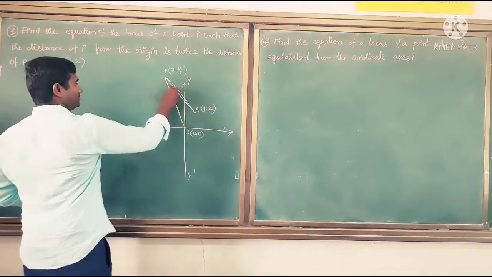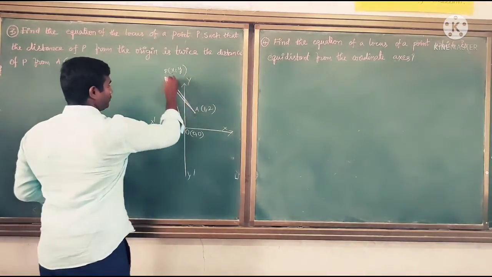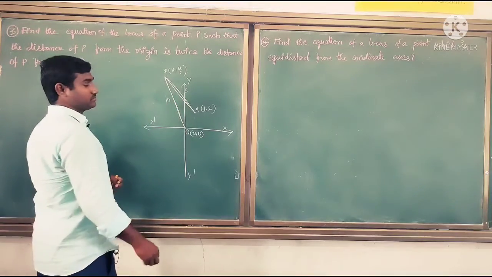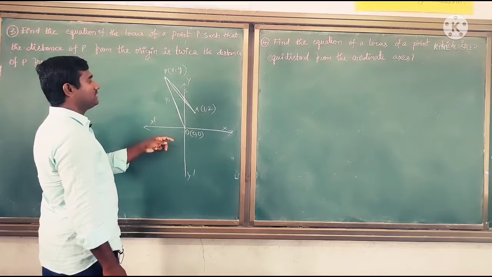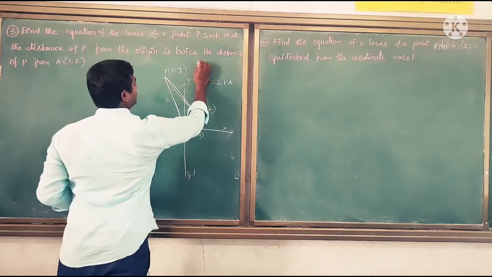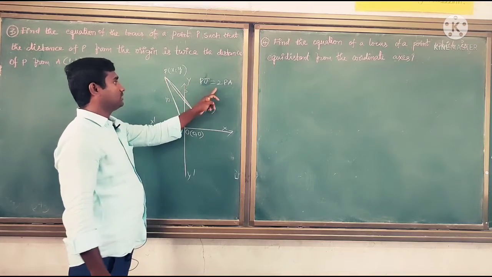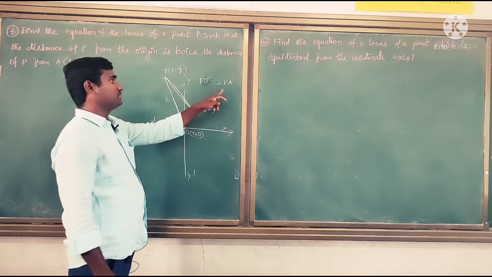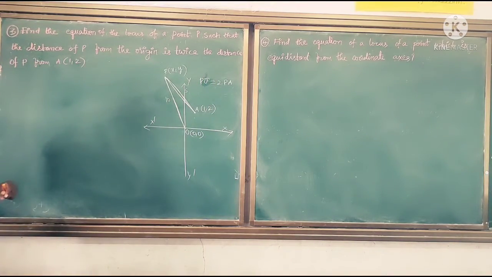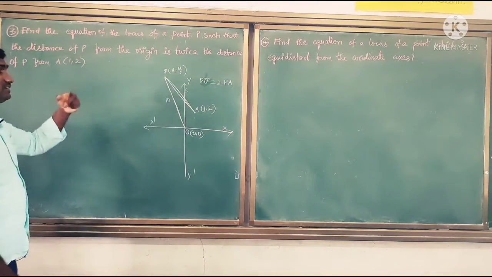This distance is double this one, that means we can write OP equal to, suppose if PA is 5 units, then OP becomes 10 units. That means OP equals 2PA. PO is 10 units, and 2PA is 2 into 5, 10, so these two are equal. According to the given condition, this is the point B; like that we can satisfy many points. So that equation we are going to find.